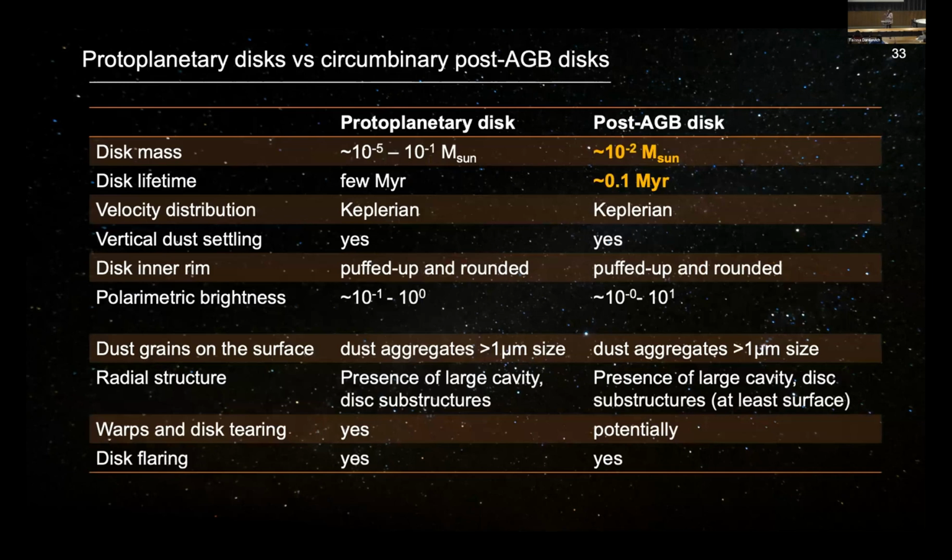And now here is a table of different properties of protoplanetary disks and post-AGB disks. As you can see here, despite the different formation nature, slightly different mass, and definitely different disk lifetime, they do share a lot in common. And we do have a lot of similarities between post-AGB circumbinary disks and protoplanetary disks around young stellar objects.